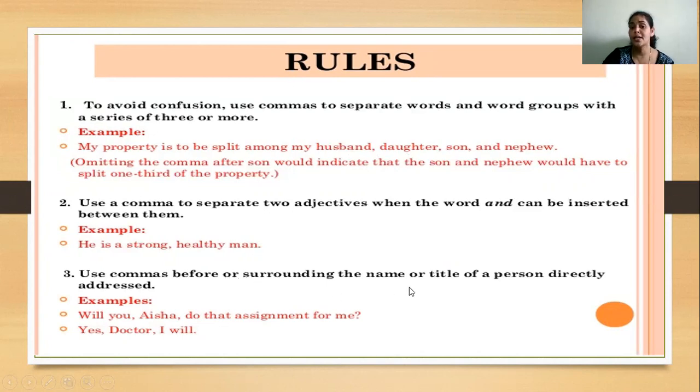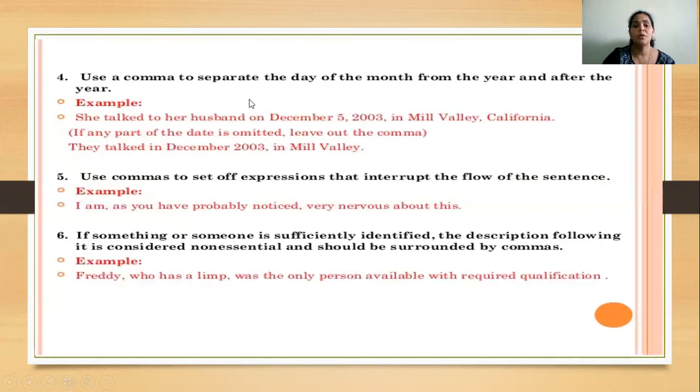Use commas before or surrounding the name or title of a person directly addressed. We know this. For example, I, Shailaja Ishwara, belonging to Department of H&S. The same way, will you, Aisha, do that assignment for me? So after putting a name or a particular title of a person, we need to put a comma. Use a comma to separate the day of the month from the year. For example, December 5th, 2000. Sometimes when you're not specific about the date, for example, December 2003, we don't put a comma. So it depends. To be precise with the date and year, we need to put a comma.